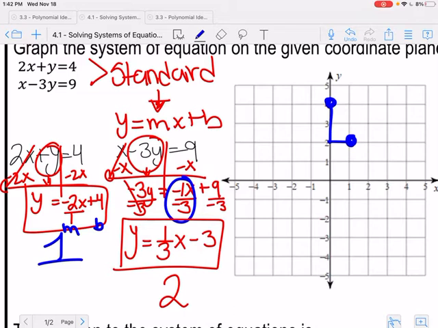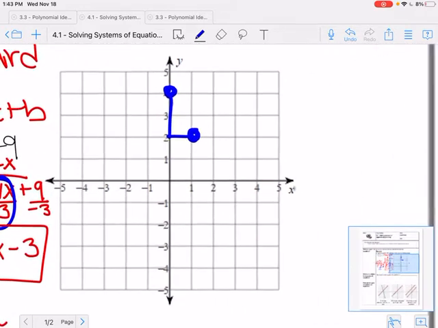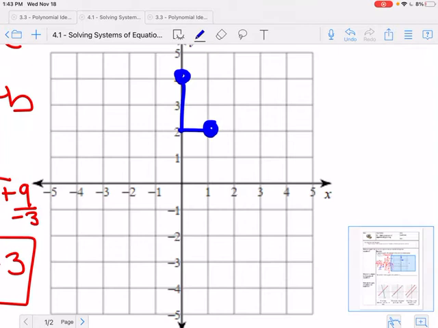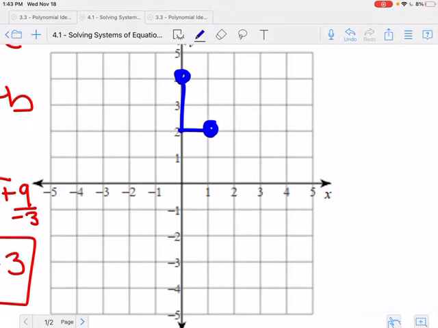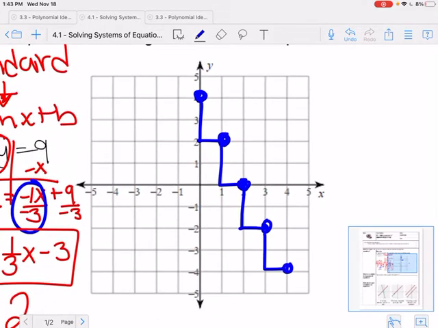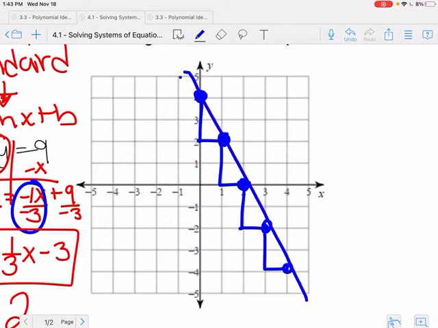Now, usually I tell you guys 2-3 points is enough. When it comes to a system, I want to be as accurate as I can. So I'm going to continue to find more points. Starting from my second point, I'm going to use my slope again. Down 2 over 1, and then again, down 2 over 1, and one more time, down 2 over 1. And now I have a very accurate graph.